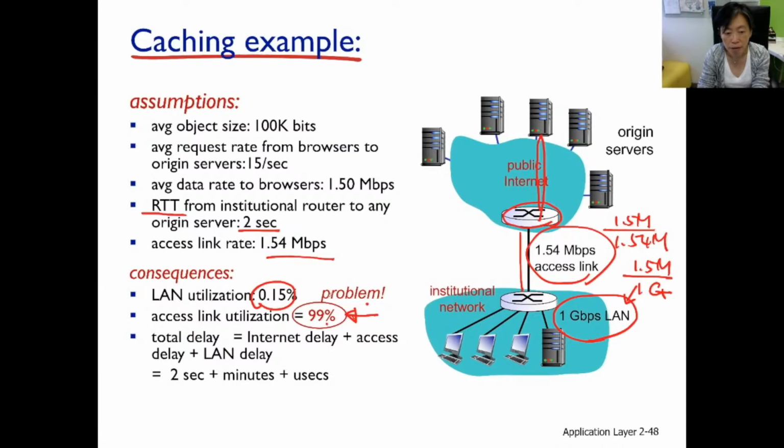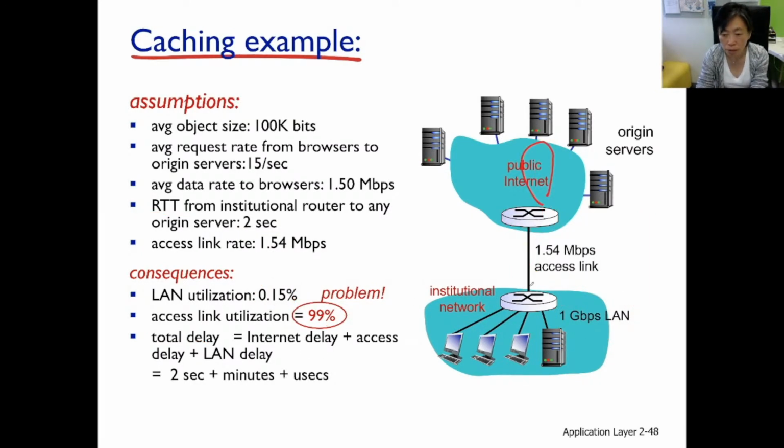Let's come back here. Therefore, if we want to calculate the total delay of a web request and object download, it will be round trip delay here, plus round trip delay here, plus round trip delay here. 3 components: internet delay, access delay, and LAN delay. Internet delay, we already defined it. Just to make it simple, let's say it's only 2 seconds. But here, with a fully utilized link and high queuing delay, it's going to be very long. Let's just say that it takes minutes. It could be even higher.